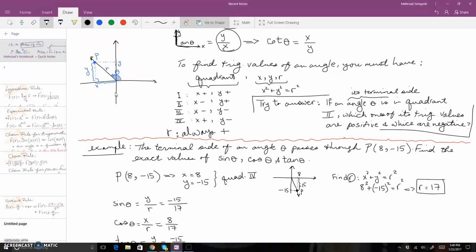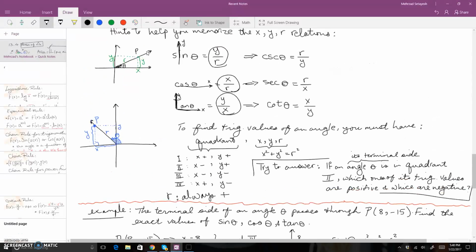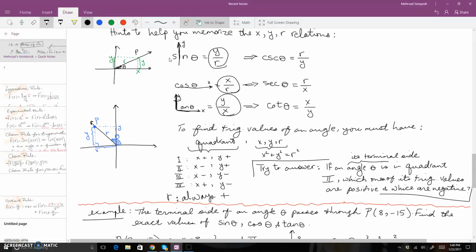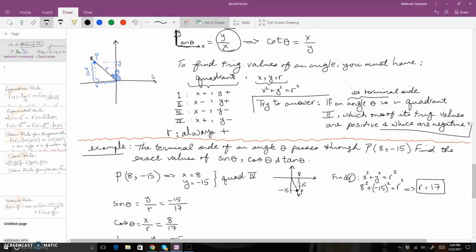Okay, to continue the lesson, previously we finished with just some hints to help you memorize XYR relations with the trig functions. Now, when you want to find the trig values of an angle, things that you must have always, always, always.